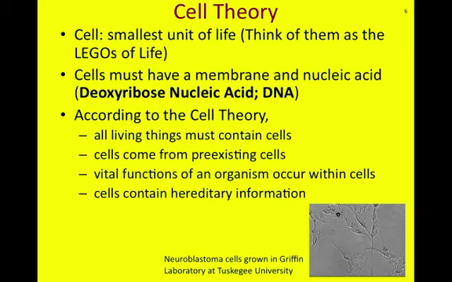Now, according to the cell theory, one, all living things must contain cells. Two, cells come from pre-existing cells. Three, all the vital functions of an organism or a living being occur within the cells. So that means that everything that keeps you alive actually happens within these small cells. And last but not least, cells contain hereditary information, allowing genes to be passed down from generation to generation.